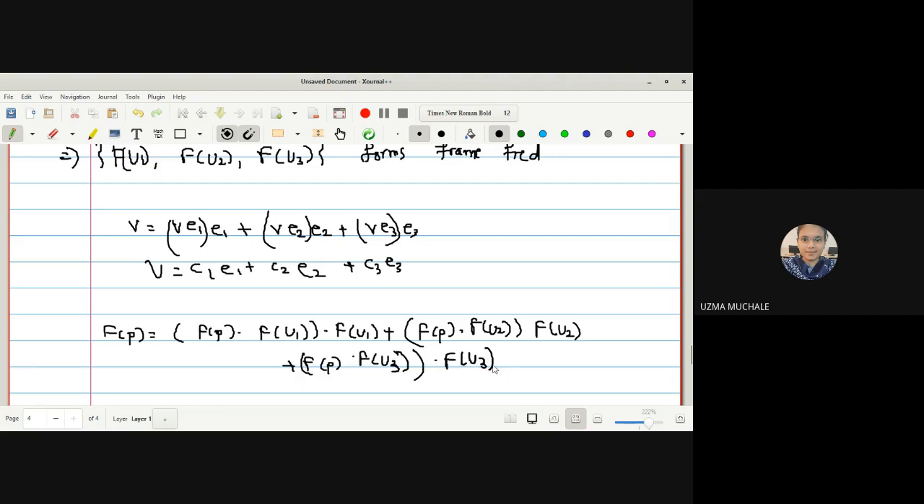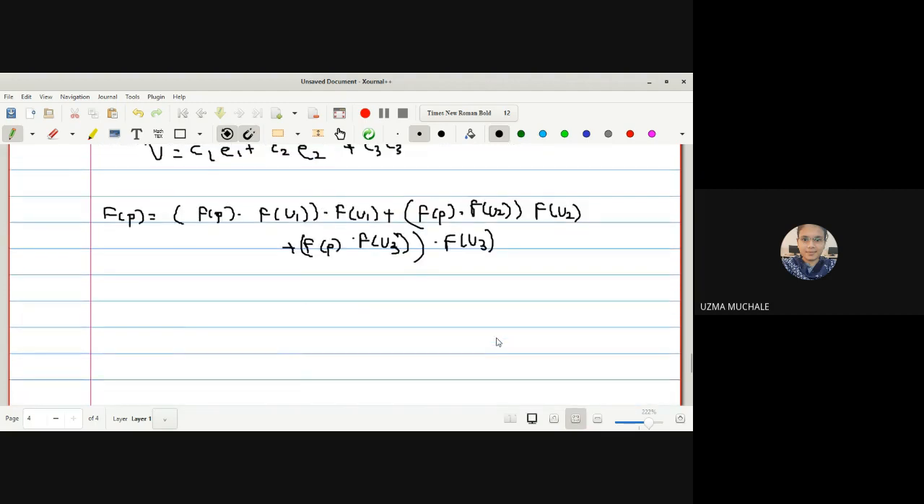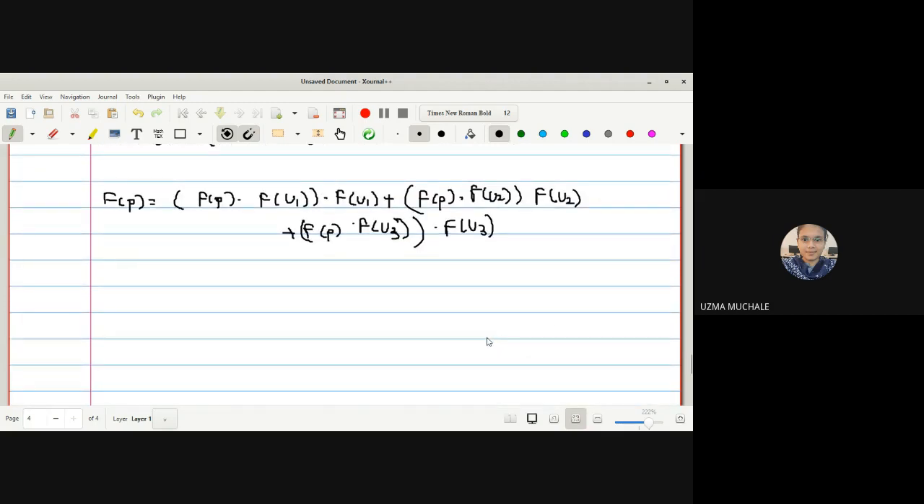Did everyone understand what we did? The only change is that instead of E1, E2, E3, we have used Fu1, Fu2 and Fu3. Okay, why have we used this? Because E1, E2, E3 forms a frame field. Here Fu1, Fu2 and Fu3 also form a frame field. Did everyone understand? Yes, ma'am.